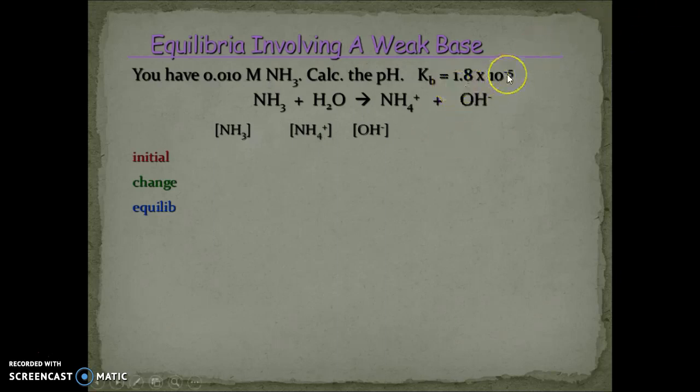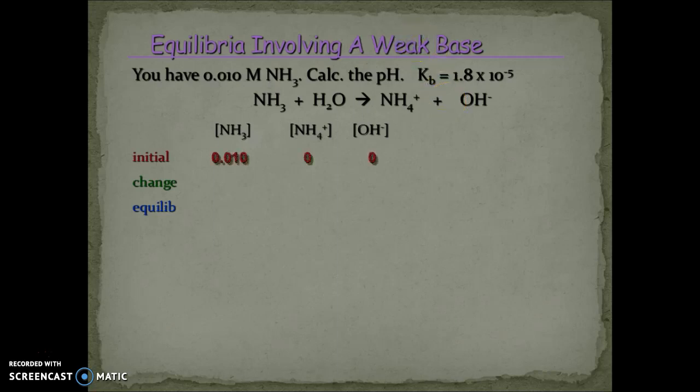So Kb, and this is just a coincidence, has an ionization constant of 1.8 times 10 to the negative fifth for ammonia. I know it's the same number as acetic acid. It is a complete coincidence. Every acid and base have their own unique numbers. So again, the first thing you're going to want to do is solve the ICE chart.